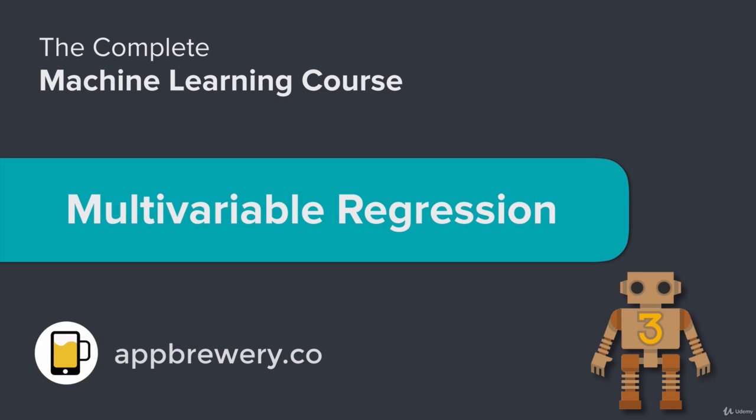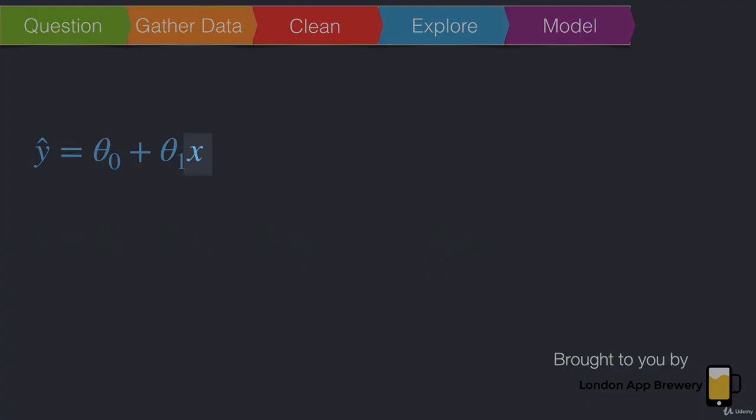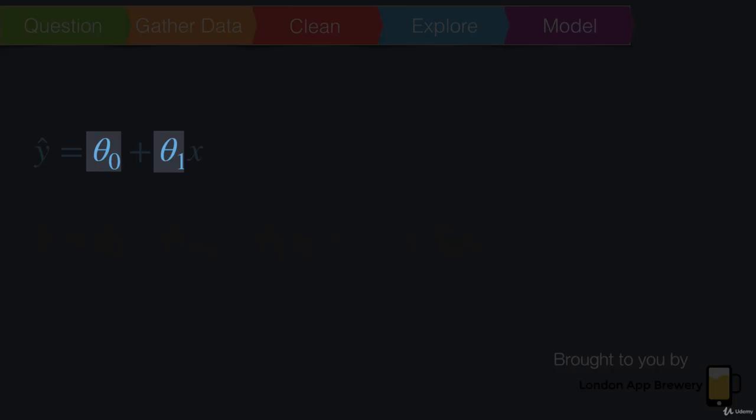In a previous module, we've been estimating movie revenue based on movie budgets. We were using a simple linear regression model that looked like this. We had one explanatory variable, which were the movie budgets, and we were busy estimating the values of these theta parameters, theta 0 and theta 1.